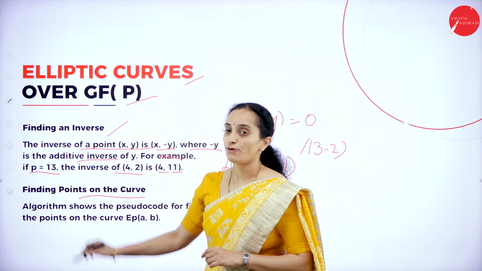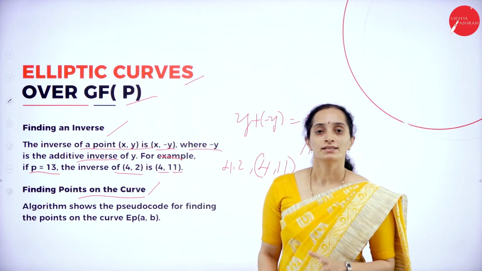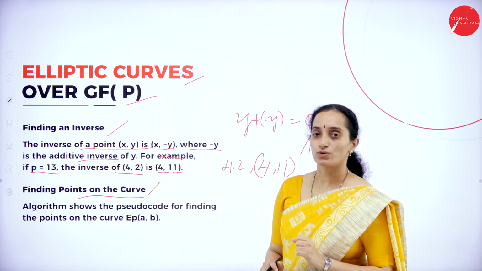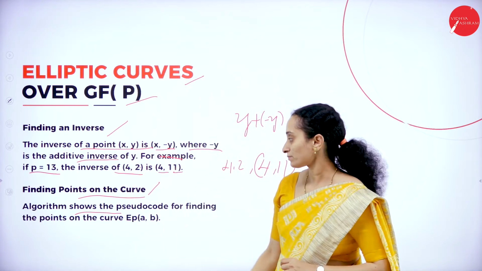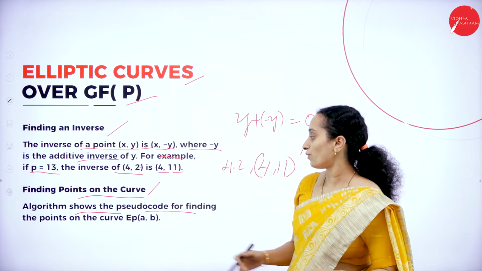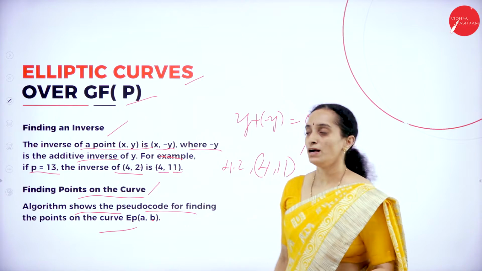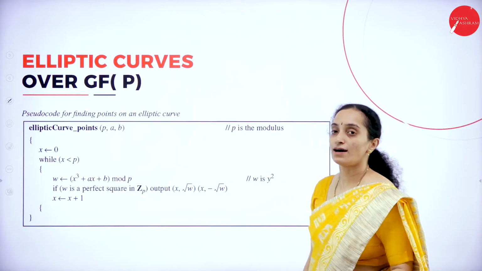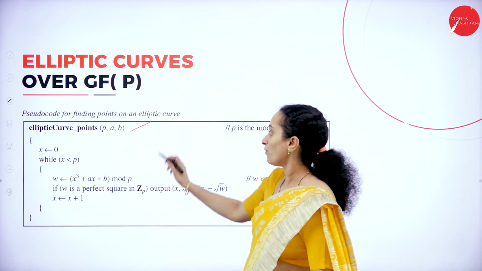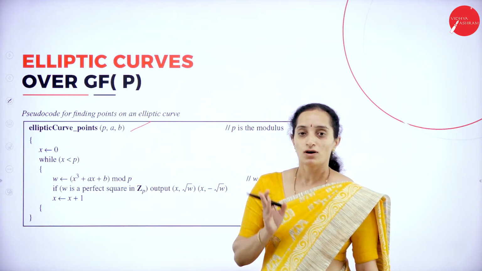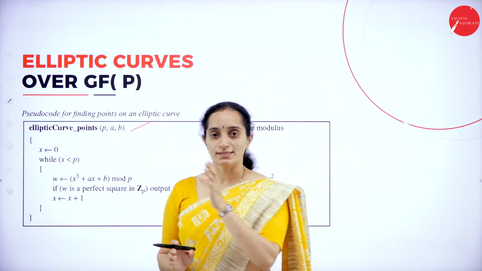Okay. How do you find the points on the curve? Now, the next thing is finding the points on the curve. How are you going to find the points on the curve? We have an algorithm which shows the pseudocode for the points on the curve E_p(a, b). Let's see the algorithm. Here we have the pseudocode for finding the points on an elliptic curve. What are the points we need to consider? Those points will be considered for the ciphertext.